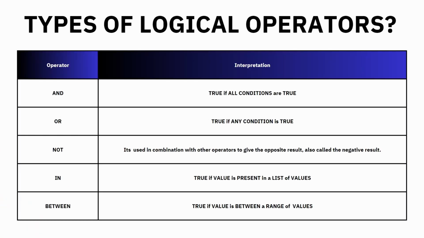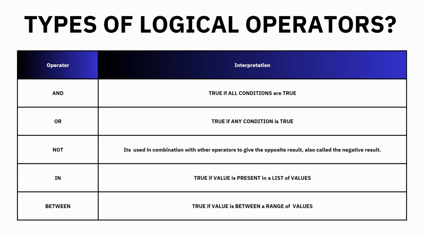The first operator is the AND operator. The AND operator is true if all the conditions are true. The second operator is the OR operator. The OR operator is true if any condition is true. The NOT operator is used in combination with other operators to give the opposite result, also called the negative result. The IN operator is true if the value is present in a list of values, and the BETWEEN operator is true if it is between a range of values.